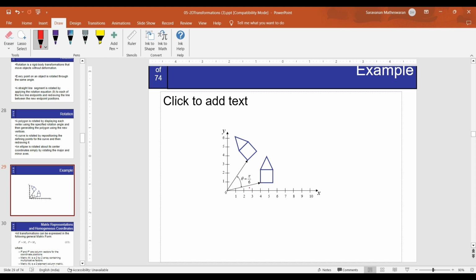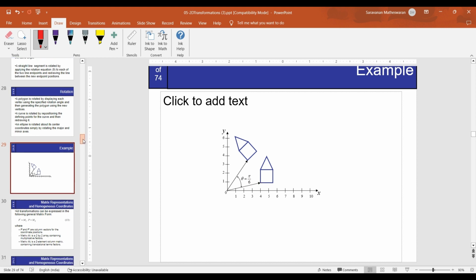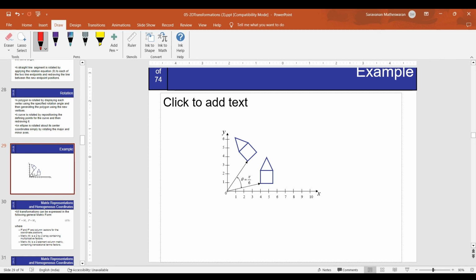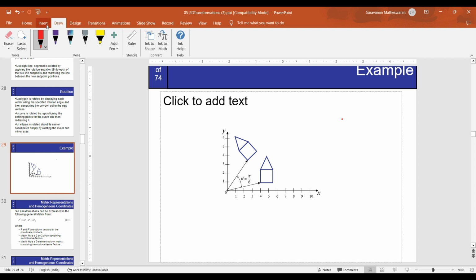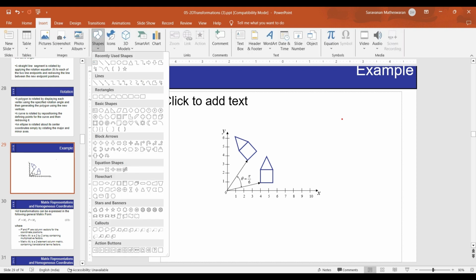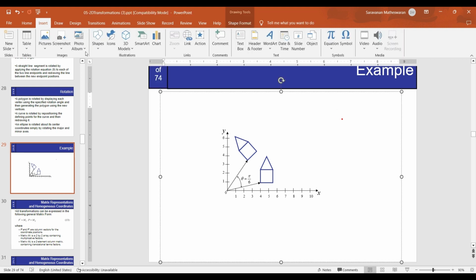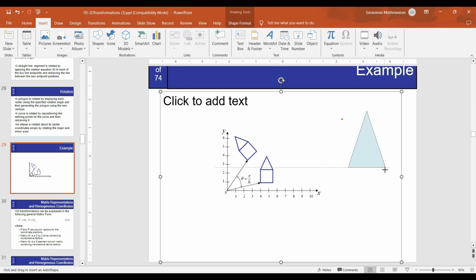Here this is the original object, and I give a theta value, pi by 6, increasing each time. That is called the rotation. We'll see some other examples also. Here some 2D object is going to be inserted. You can insert some object, suppose we insert 2D objects.